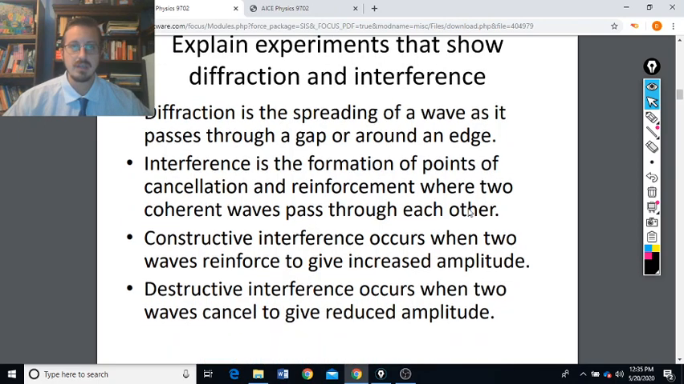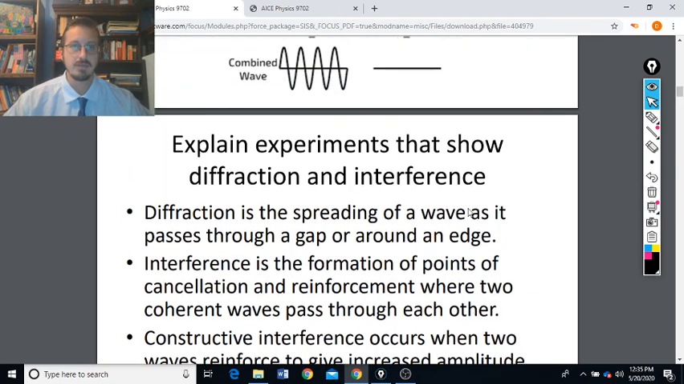Here are some key definitions for the vocabulary here. Explain experiments that show diffraction and interference. So what is diffraction? It's the spreading of a wave as it passes through a gap or around an edge. Interference is the formation of points of cancellation and reinforcement where two coherent waves pass through each other.